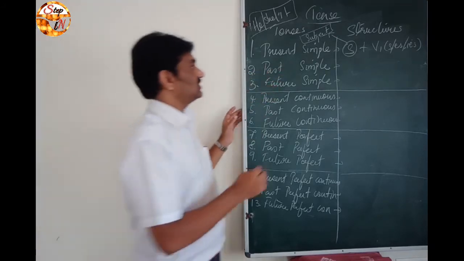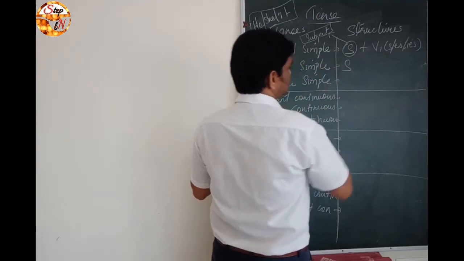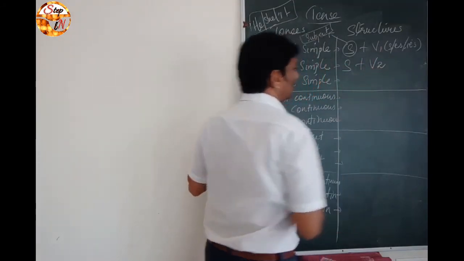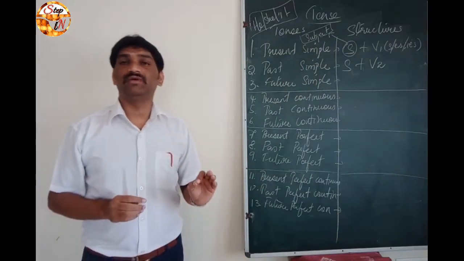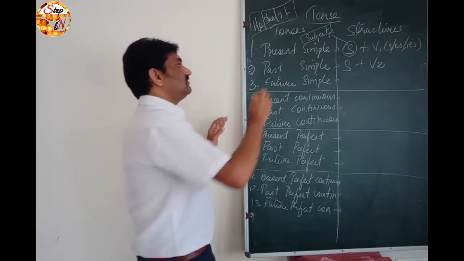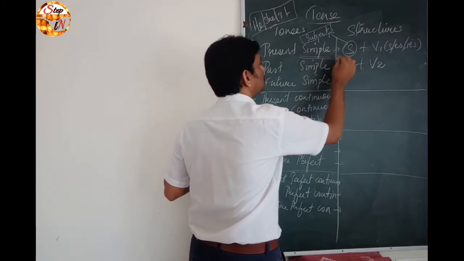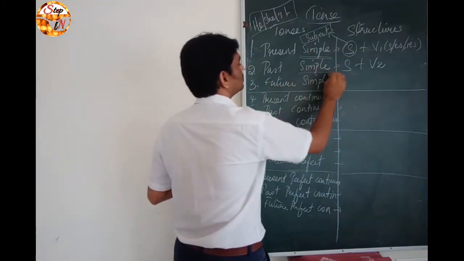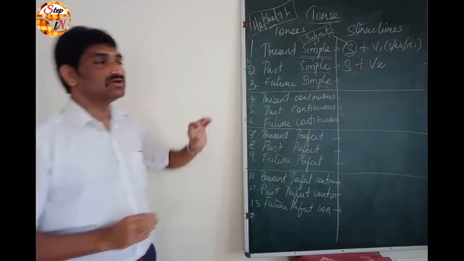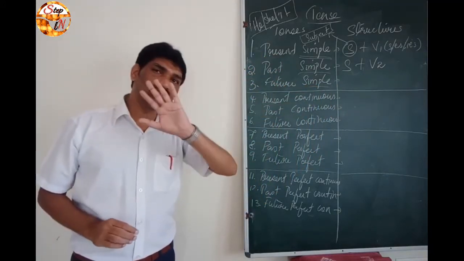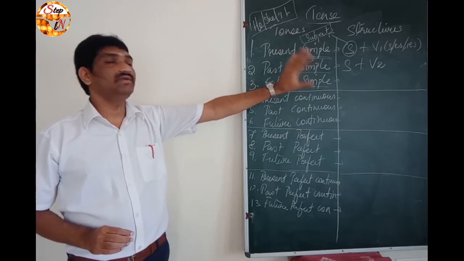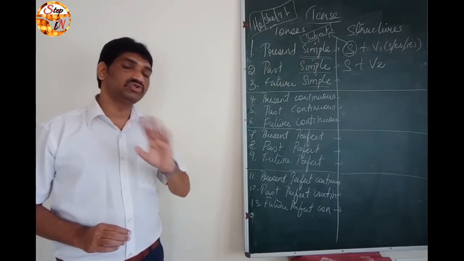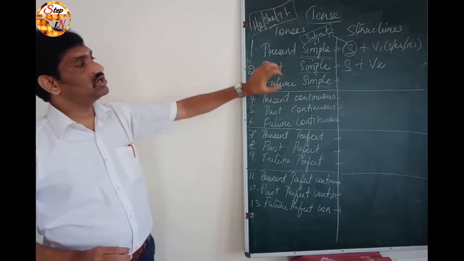And the second structure is again S, which refers here to the subject, plus verb 2. So verb 2 we know is the past form of the verb. Since we can see very clearly the aspect itself showing simple, all the simple three tenses will be very easy for you to understand. So here the past simple is only having verb 2, no changes anywhere for any person. There is no change for the words also. So subject plus verb 2.